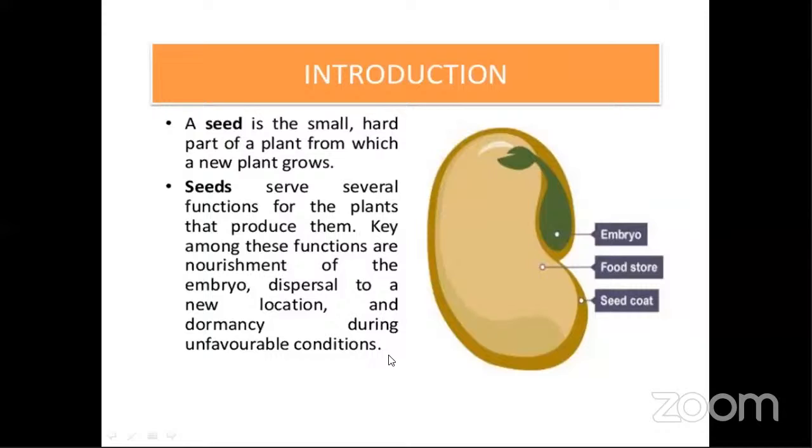As we all know, the seed is the matured embryo consisting of an embryonic plant protected with seed coat, and it serves several functions for the plants that produce them. Key among all these functions are nourishment of the embryo, dispersal to a new location, and dormancy during unfavorable condition. Next slide, please.